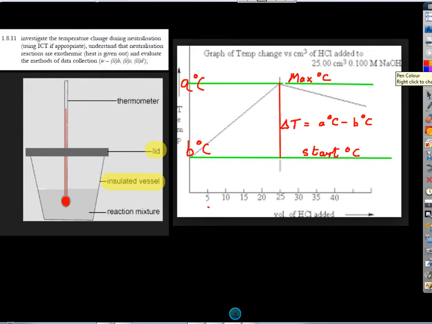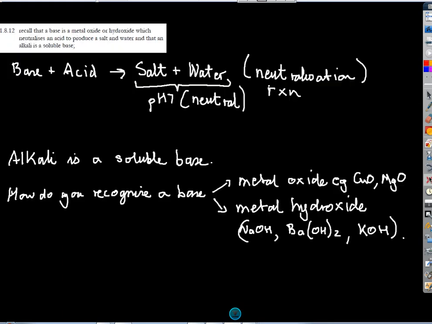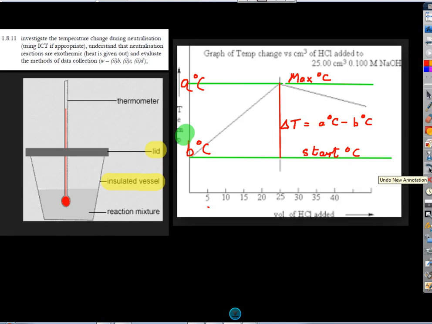I've called it B degrees Celsius. Okay, if we just highlight that as being B degrees Celsius, I'll just tidy that up a bit because it's a bit untidy. So we call that B degrees Celsius just here. Okay, and that's what it started off at.